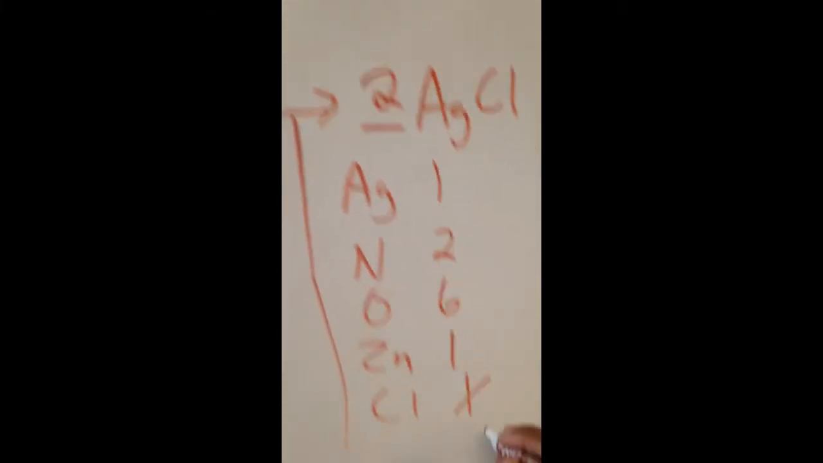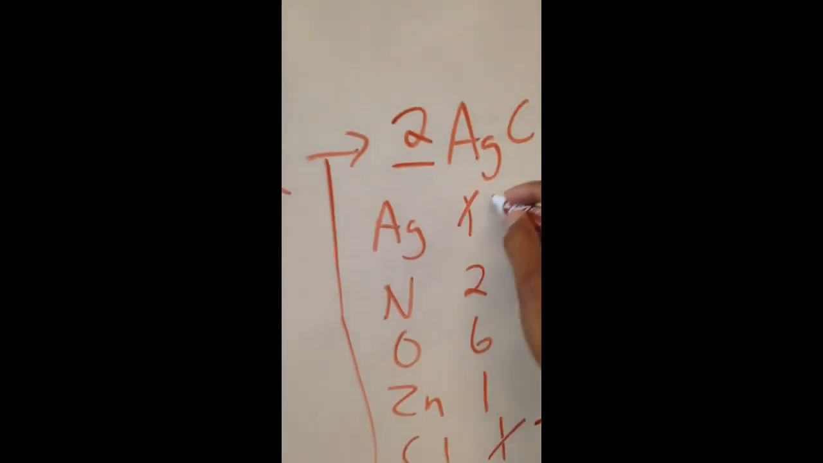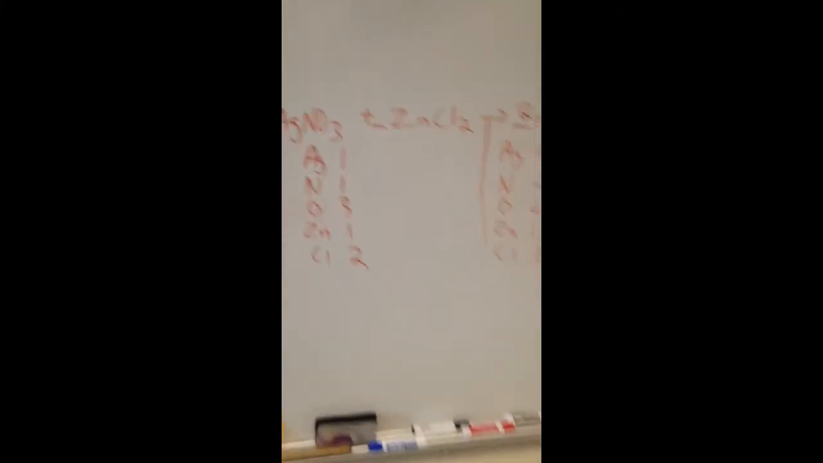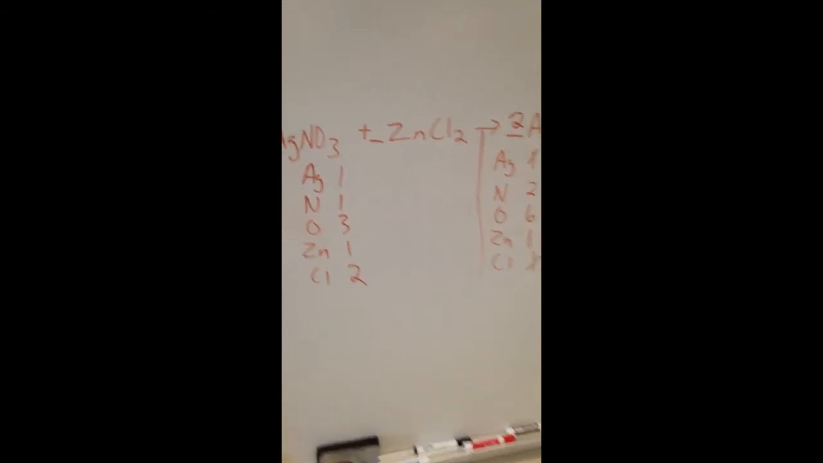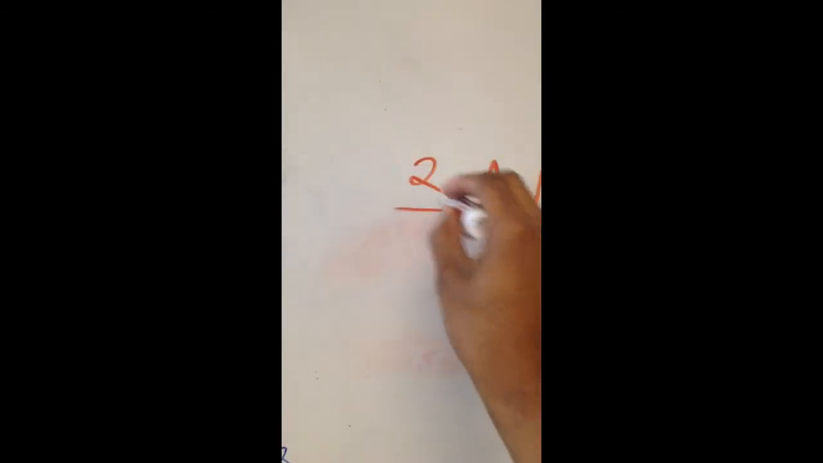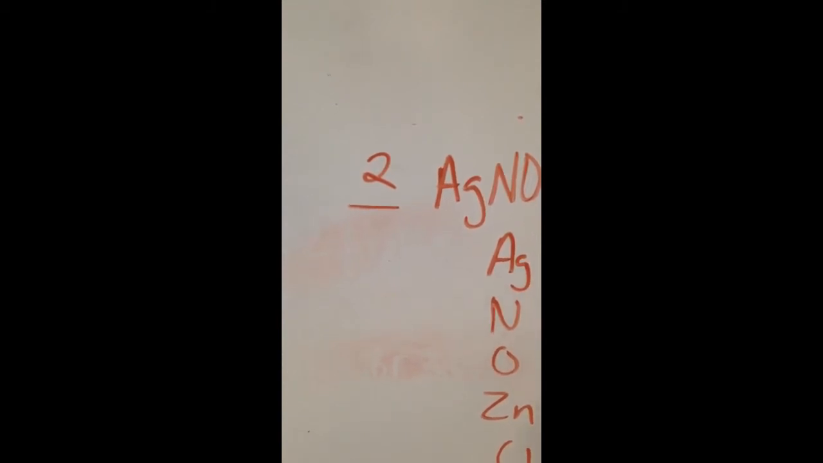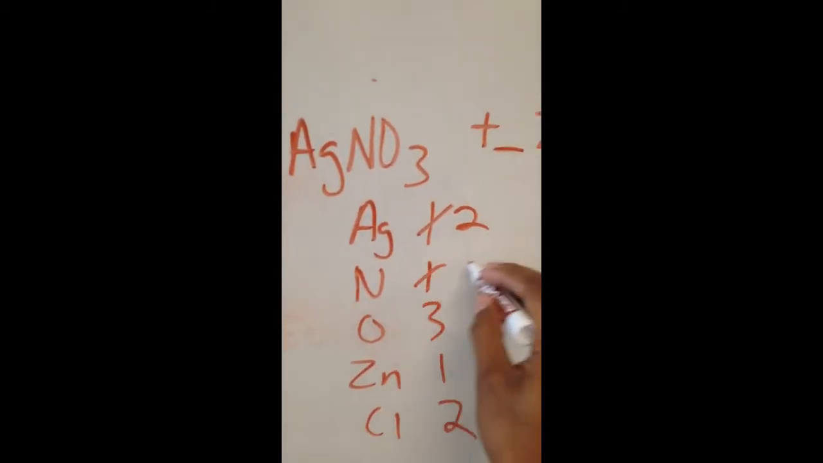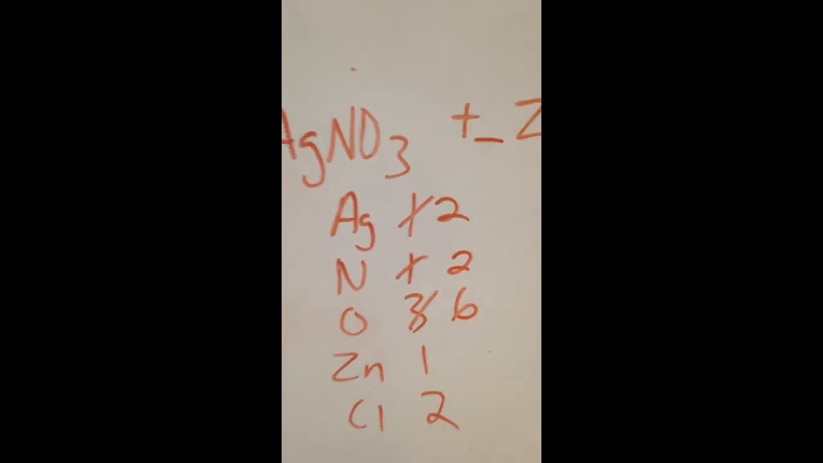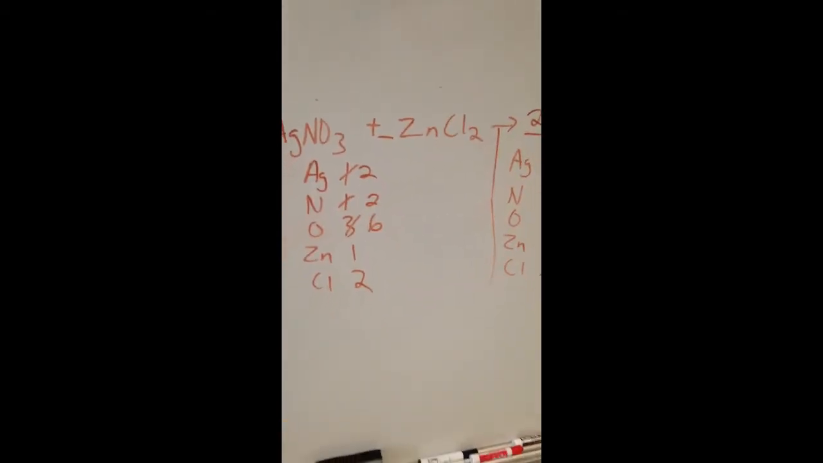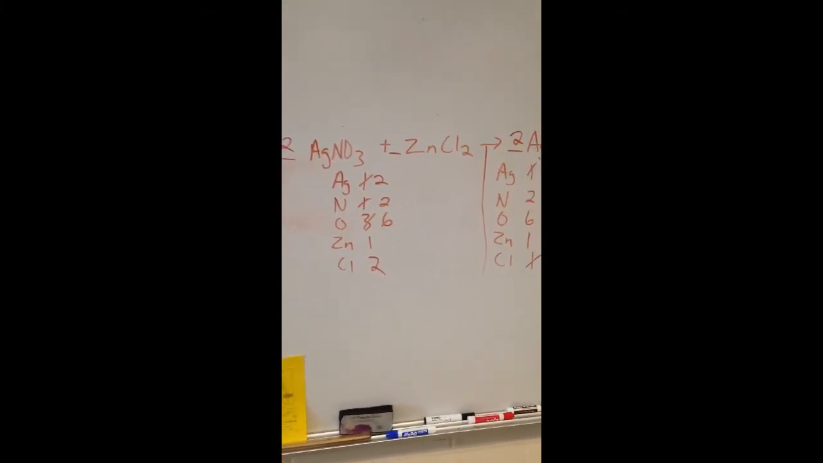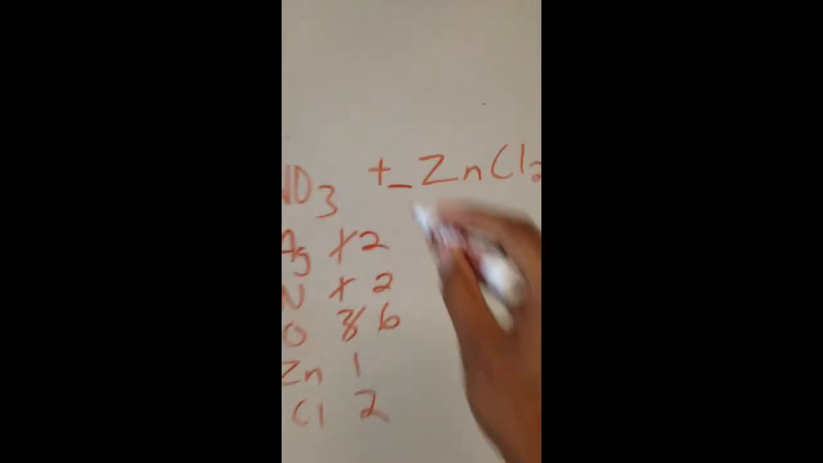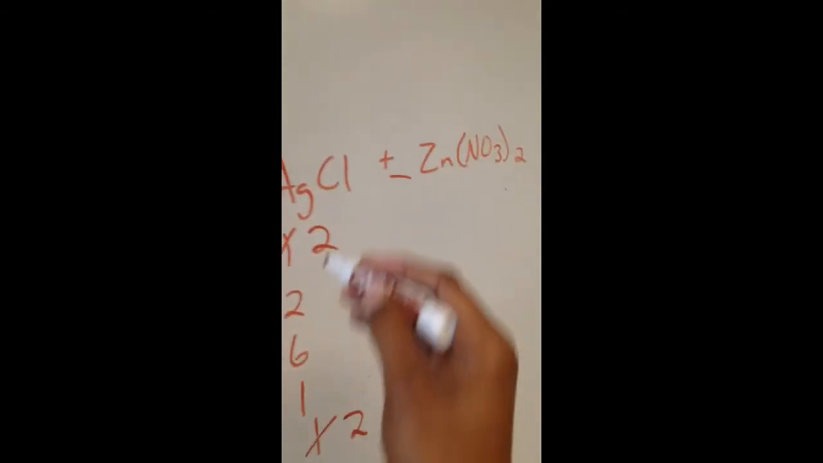It's going to give us 2 chlorine and 2 silver. All right, now we still have some issues with the silver now. So let's go ahead and fix that silver. Put a 2 there, 2 silver. We're also going to get 2 nitrogen and 6 oxygen. Okay, now we see that by doing that one simple move, it looks like everything is pretty much matched up. 2, 2, 6, 1, 2 on both sides. So there you have it. 2, 1, 2, 1.